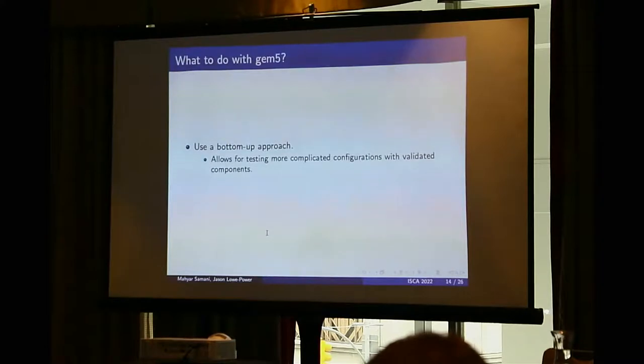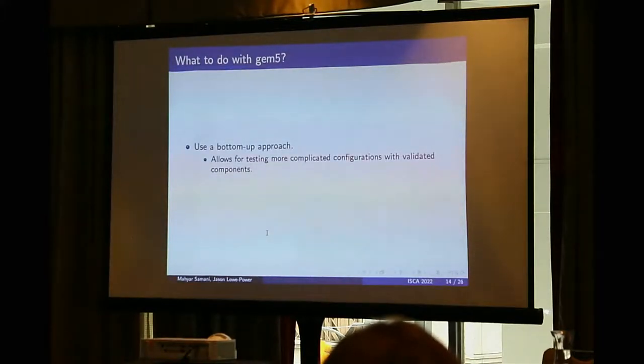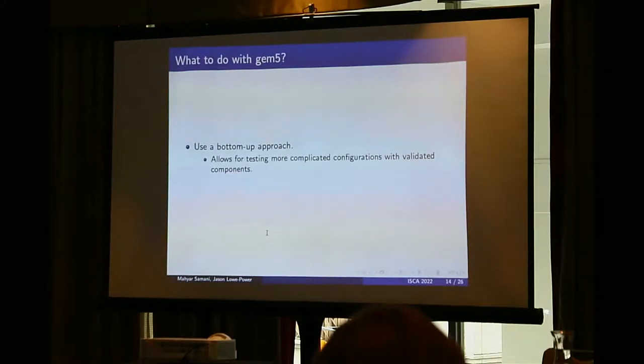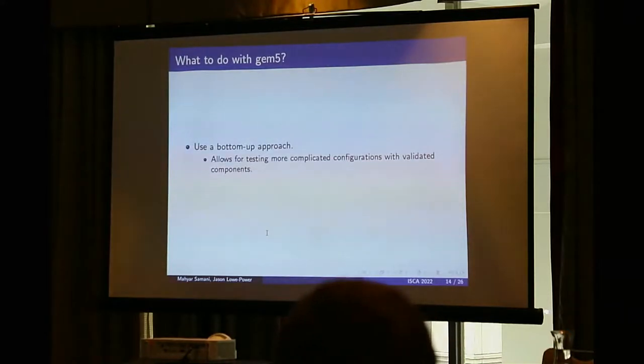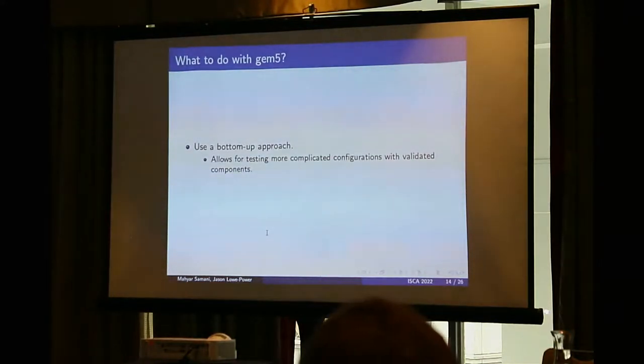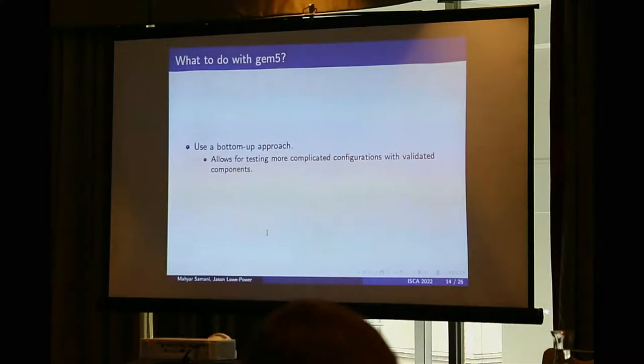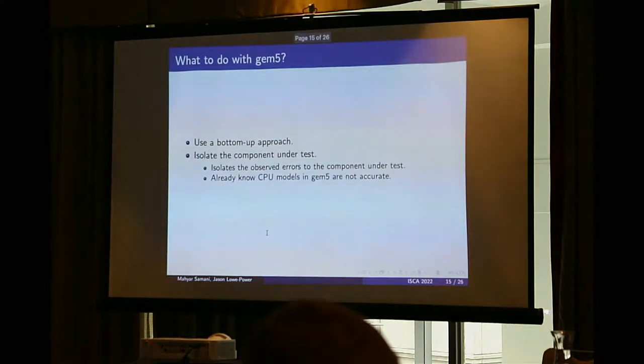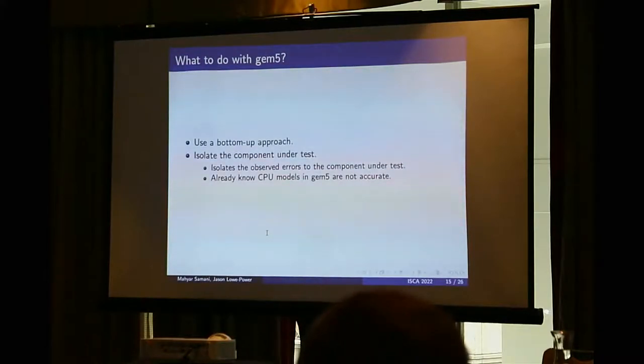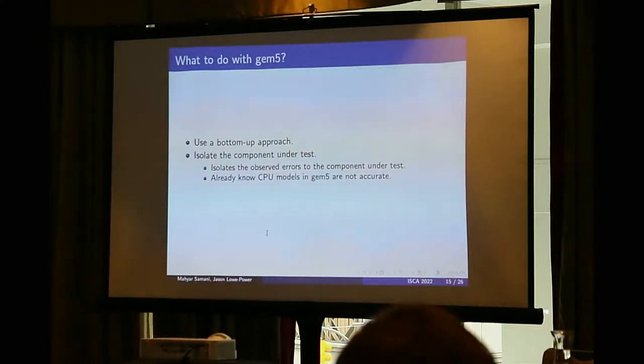So what do we think we should do with gem5? What is this methodology I'm talking about? We think that we need to use a bottom-up approach. This allows us to validate more complicated models or systems and subsystems using validated simpler models. For example, you can use a validated DRAM model and a validated cache model to build a validated memory subsystem. And then you can take that memory subsystem to build a validated full system. Next, we think that you should be able to isolate the component under test so that you can localize the errors and only look at the errors caused by that component.